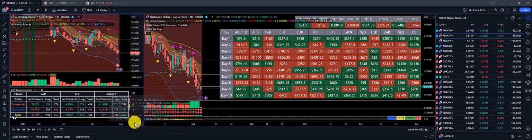Aussie dollar, Swiss franc, same thing on the weekly, below the dragon. Starting to get crowded out on the short side. Also on the daily, also below the dragon. Still has some room before it hits its Z3 excursion.